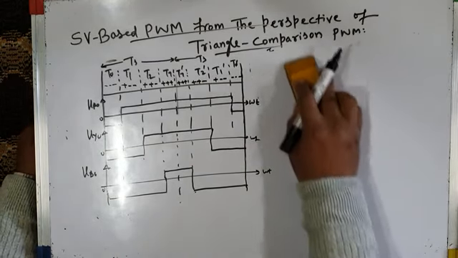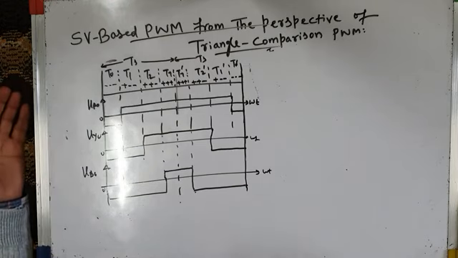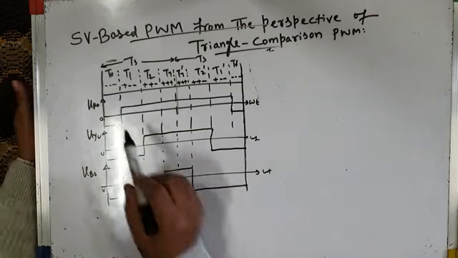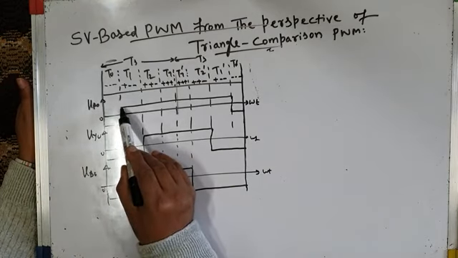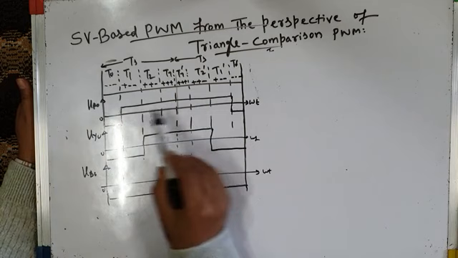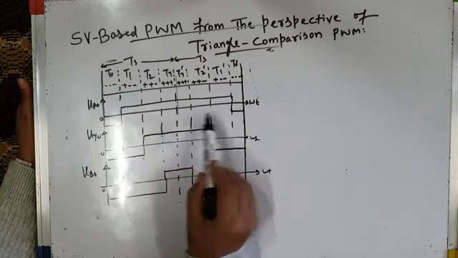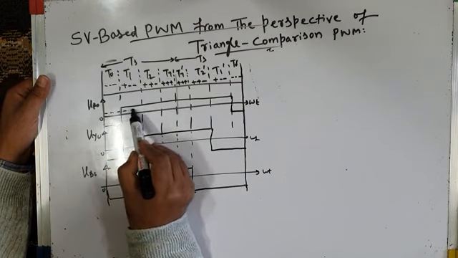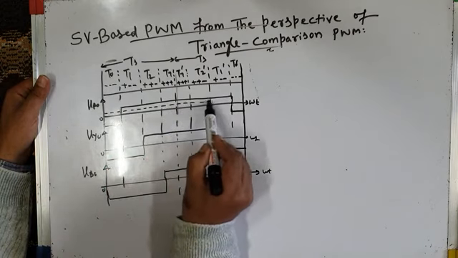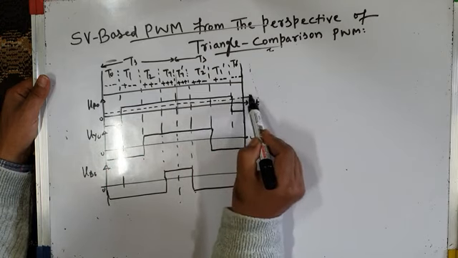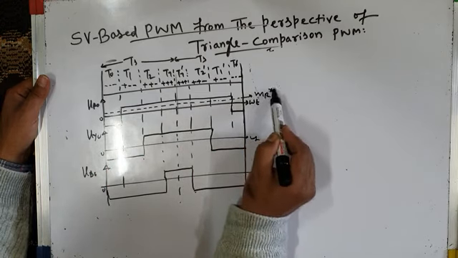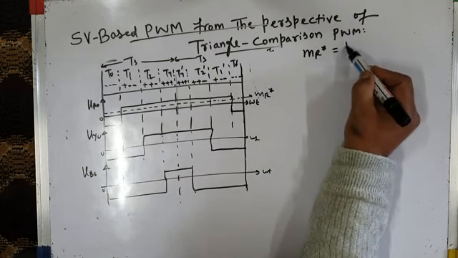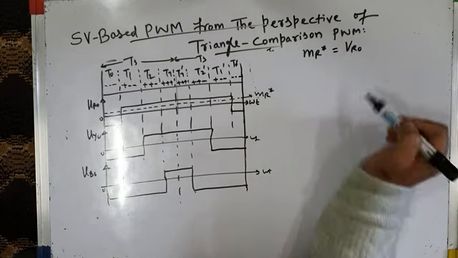What will be the nature of this modulating wave? We will try to find out that in a minute's time. Now you can see from here that this pole voltage VRO is positive for most of the time, and it is negative for a very small interval of time. So your modified modulating wave, let us call this MR dash, is exactly equal to the average value of pole voltage VRO.